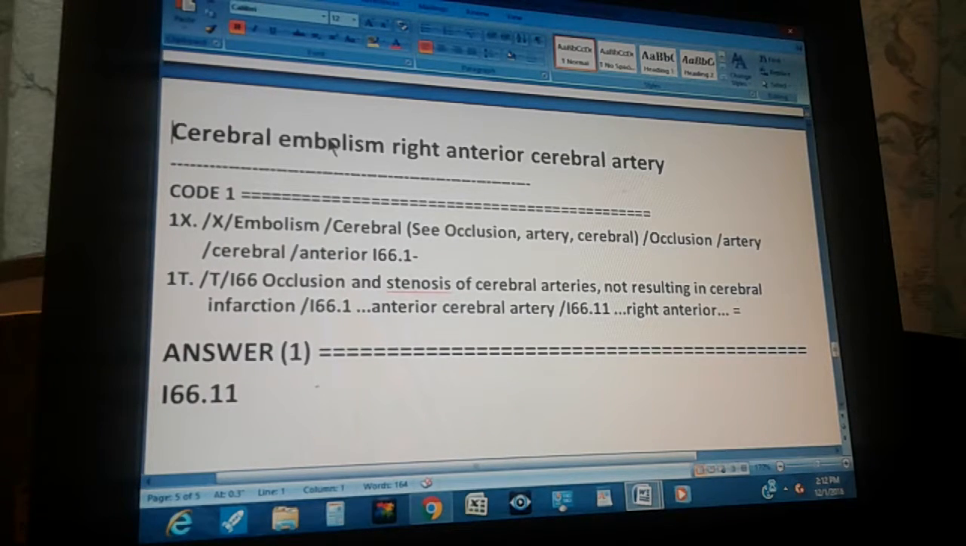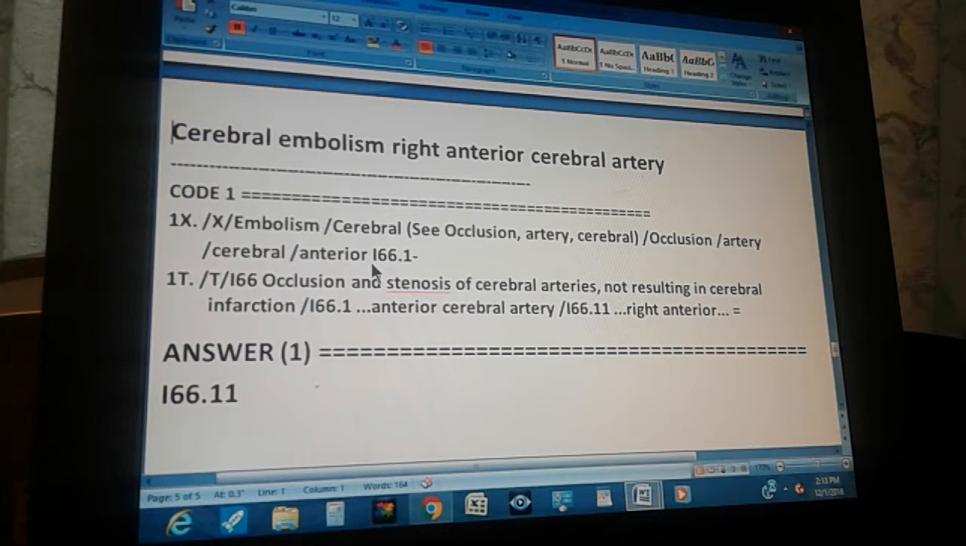All right, this is the summary of the problem. Find the ICD-10-CM code for a cerebral embolism, right anterior cerebral artery. There's only one code, and the code through the index is found like this. First, you go to the index. Then you start with embolism, and then you go to cerebral, and it sends you where? See occlusion, artery, cerebral. And then you go there. You go to occlusion, artery, and then cerebral.